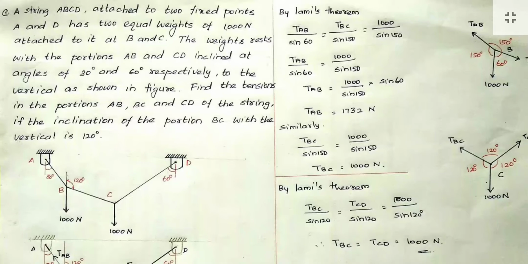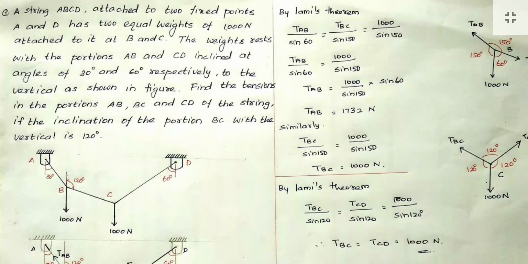The symbol that shows that it is fixed at the points A and D has two equal weights of 1000 Newton attached to it at B and C. So two weights, each of magnitude 1000 Newton, are acting on B and C. Weight is always acting downwards. The weights rest with portions AB and CD inclined at an angle 30 and 60 degree respectively, as it is given in the diagram.